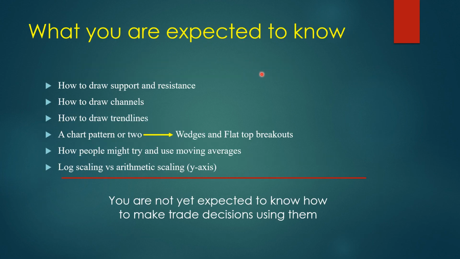So what you're expected to know up to this point: how to draw support and resistance lines, how to draw channels, how to draw trend lines. Remember 3 points of contact. On upward trend lines, we connect the lows. On downward trend lines, we connect the highs. A chart pattern or two, such as wedges and flat top breakouts.